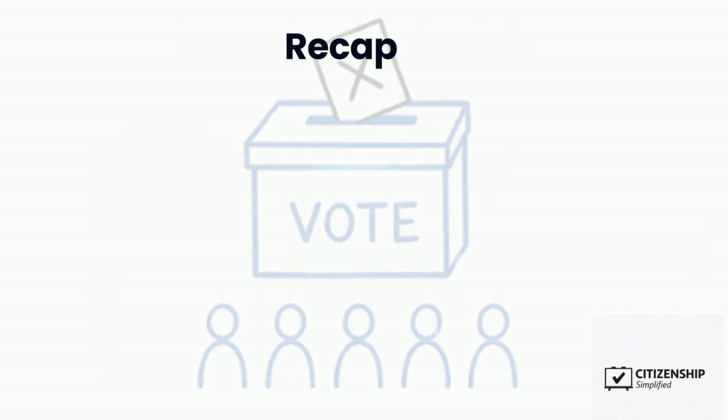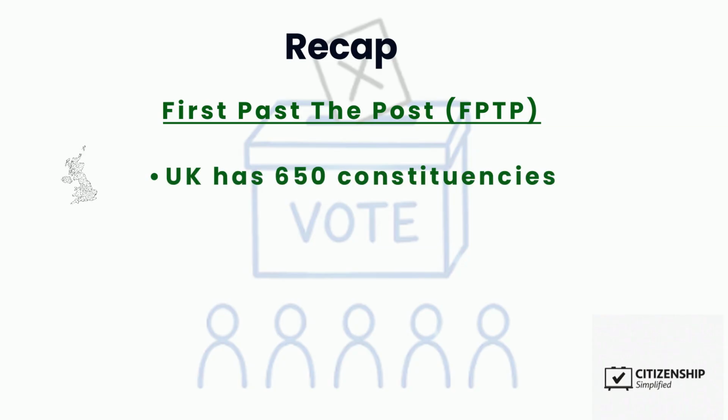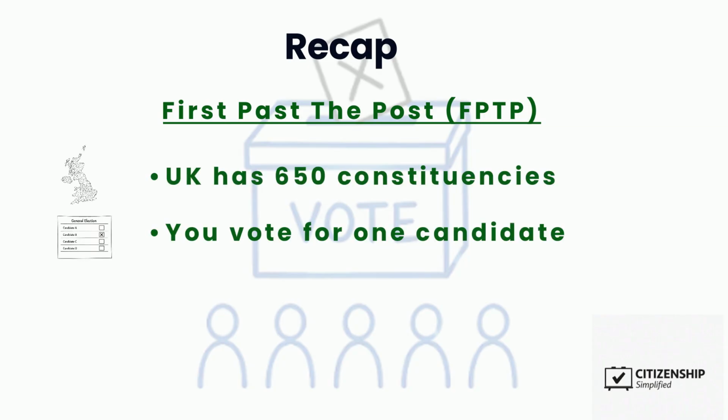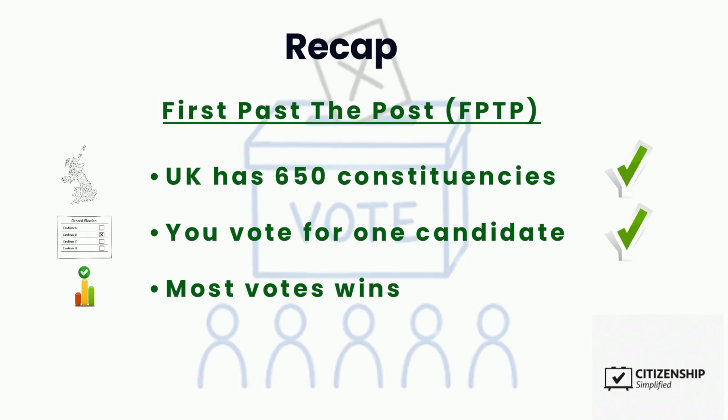So a quick recap. The UK has 650 constituencies. You vote for 1 candidate. Whoever gets the most votes wins the seat. That's First Past the Post. Simple, fast, and exam ready.